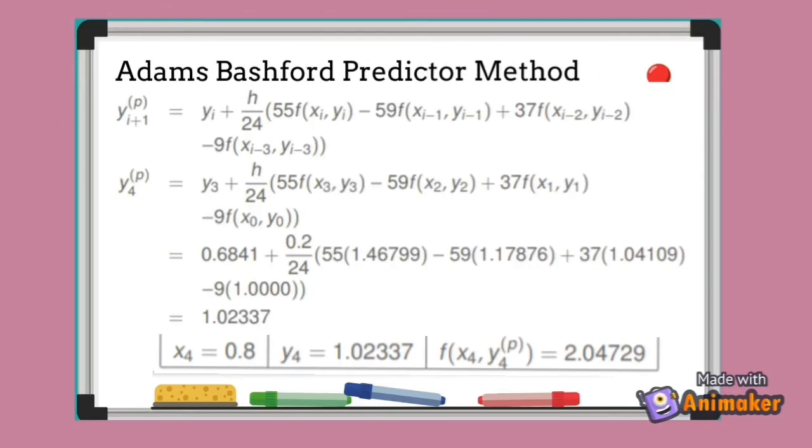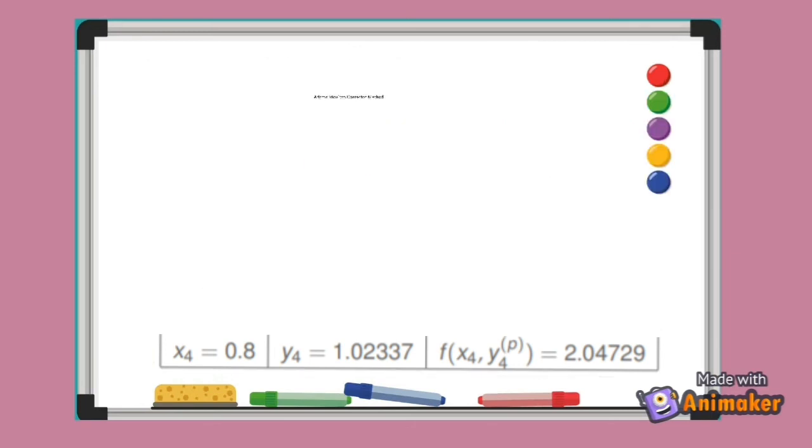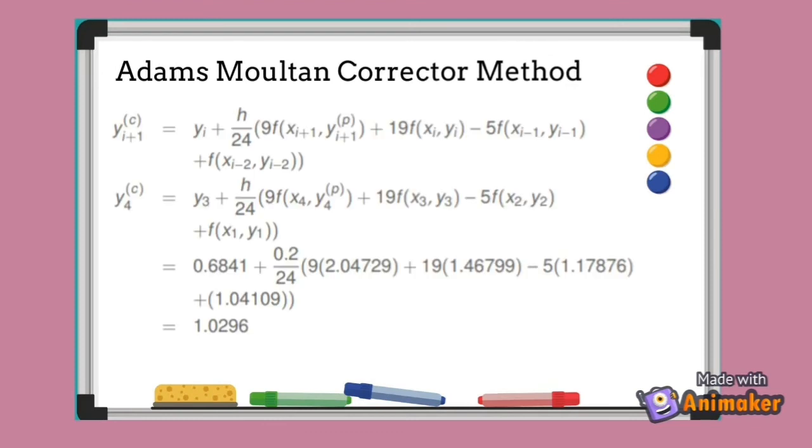Next, we use the Adams-Bashforth predictor formula to find the predicted value of y4 and substitute it in the ODE. Finally, we use the Adams-Moulton corrector method. We substitute the predicted value of y4 inside the formula and we will get the corrected value of y4, which is 1.0296.